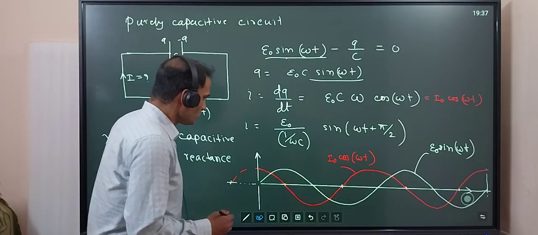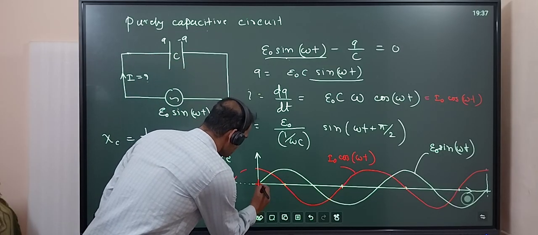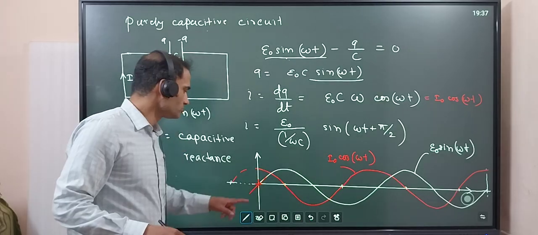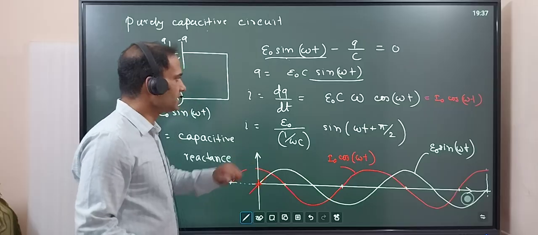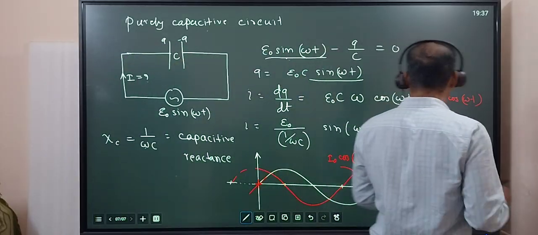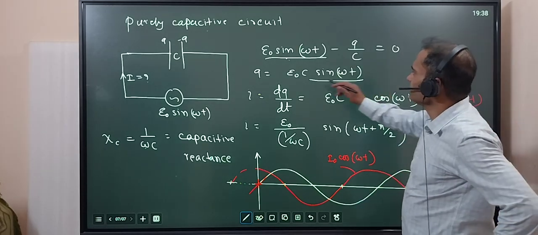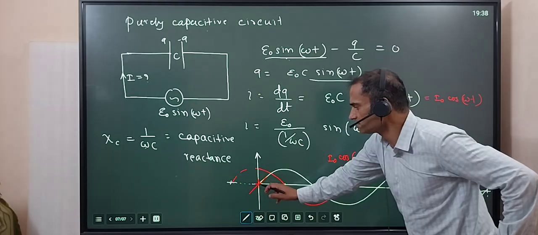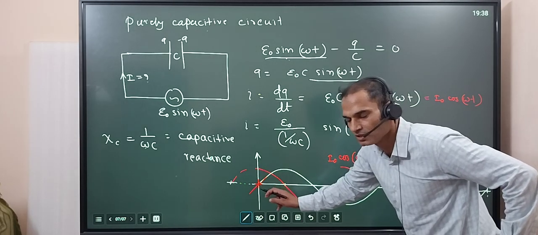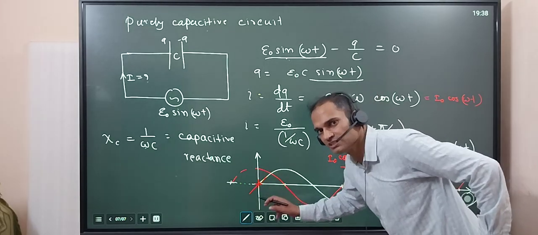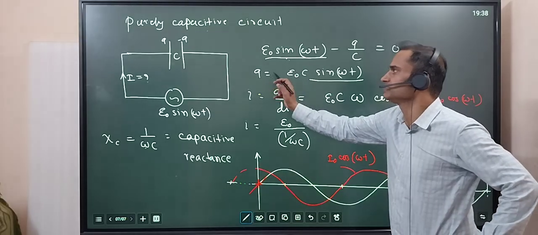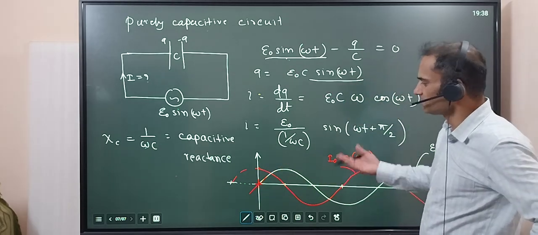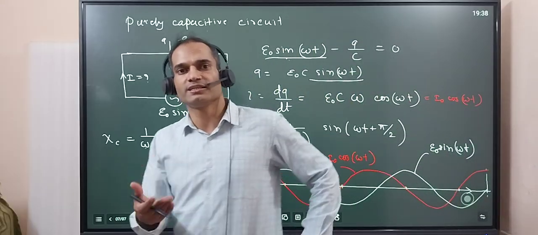What you see here, when EMF was 0, current is highest. How? See, if sine omega t is 0, EMF is 0, charge is also 0, but the rate of change in charge is not 0, it is maximum. When sine is 0, its rate of change is highest, and rate of change in charge will give us current. So current is highest. So you can see the reason behind the lead. When EMF is 0, current is highest.